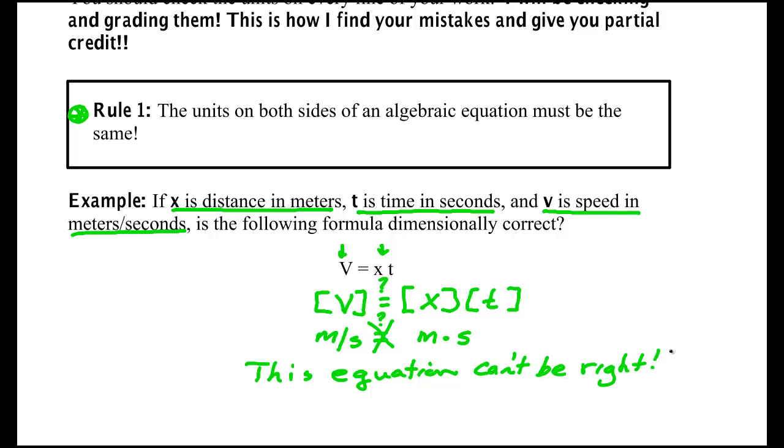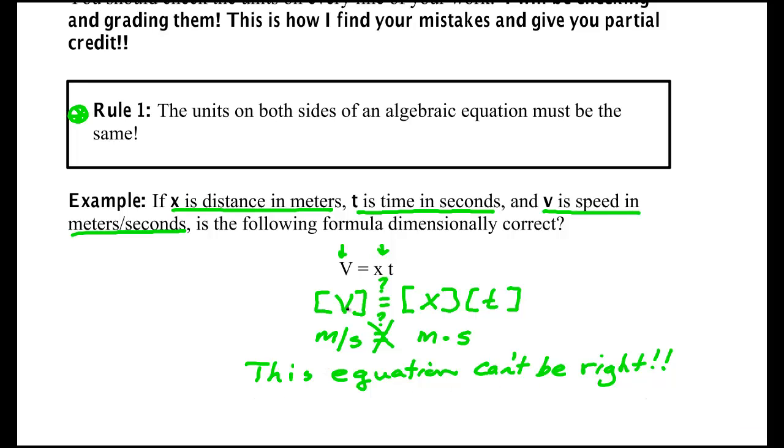Now, that doesn't mean that if the units work out, you're guaranteed the equation is right, but if the units don't work out, you're guaranteed it's wrong. The equation could have the same units and not be correct, but if the equation doesn't have the same units, it's definitely wrong and goes out the window.